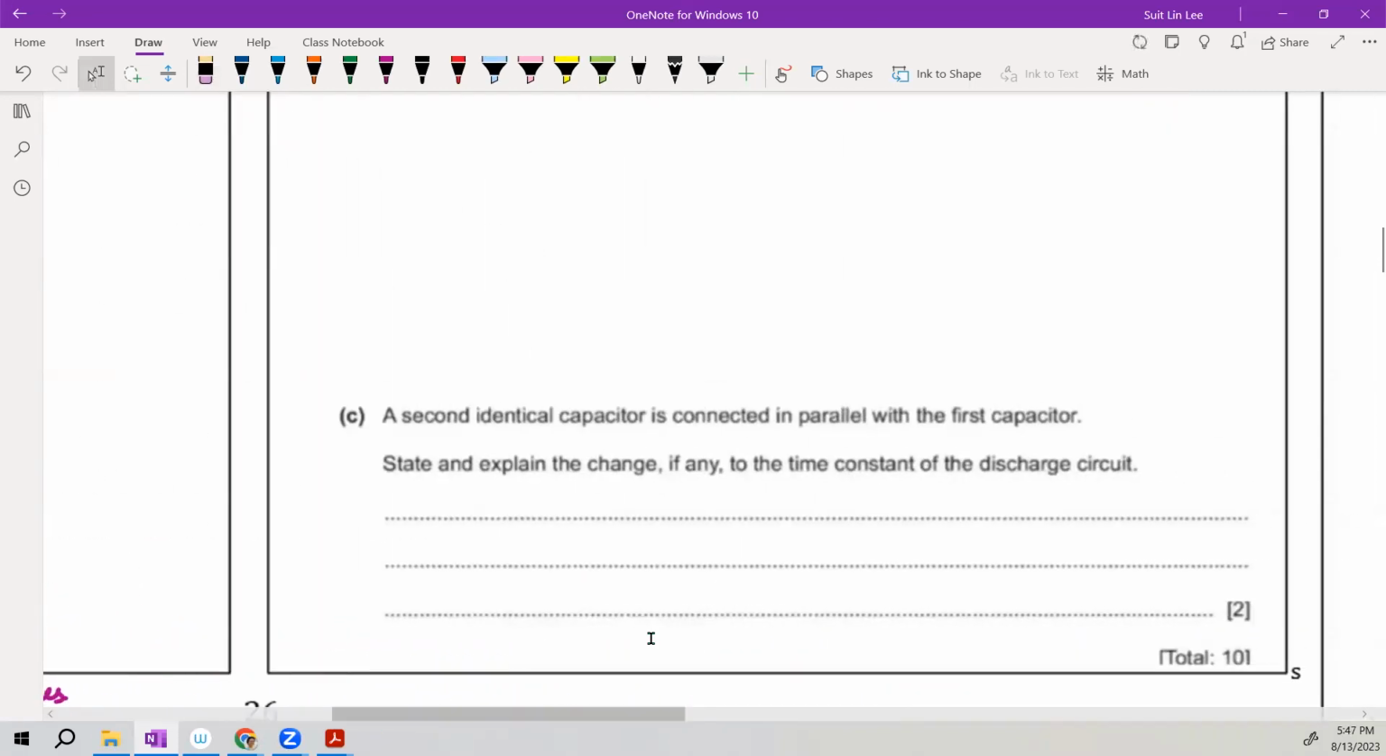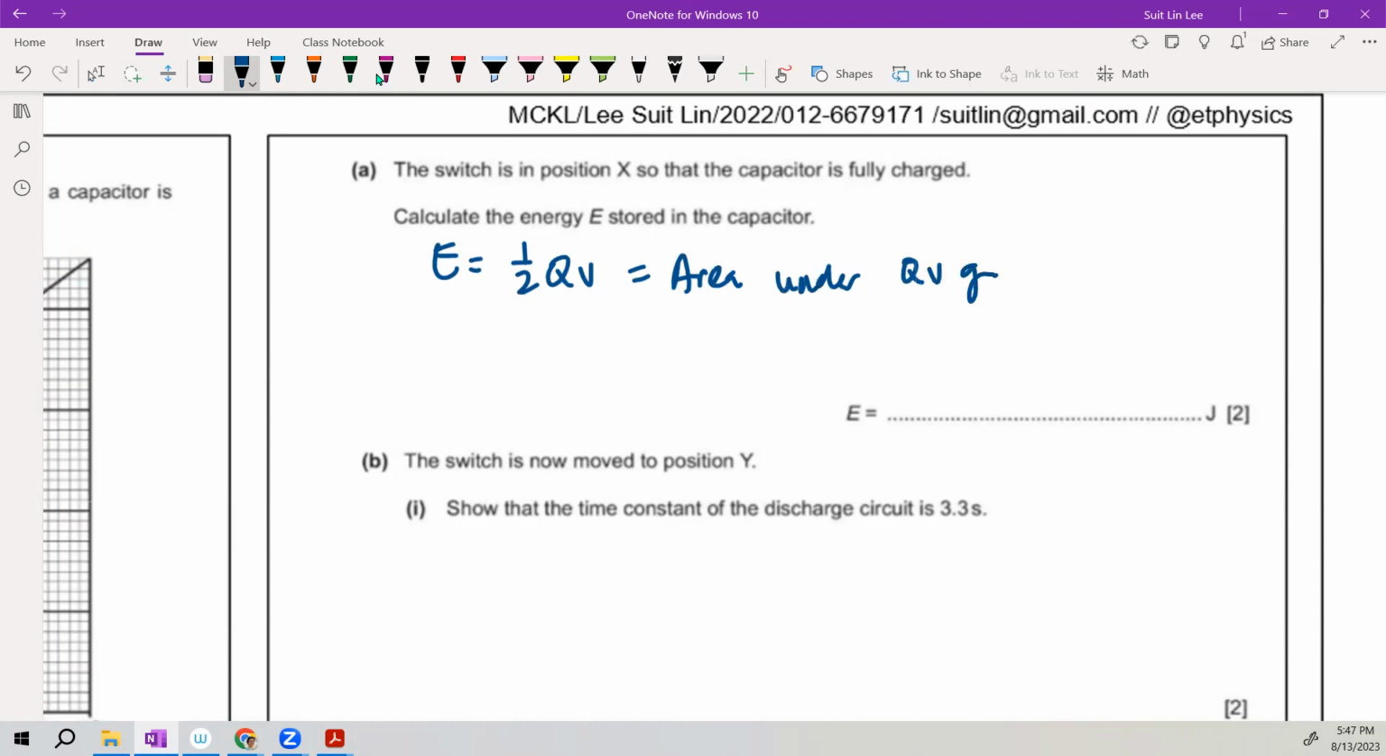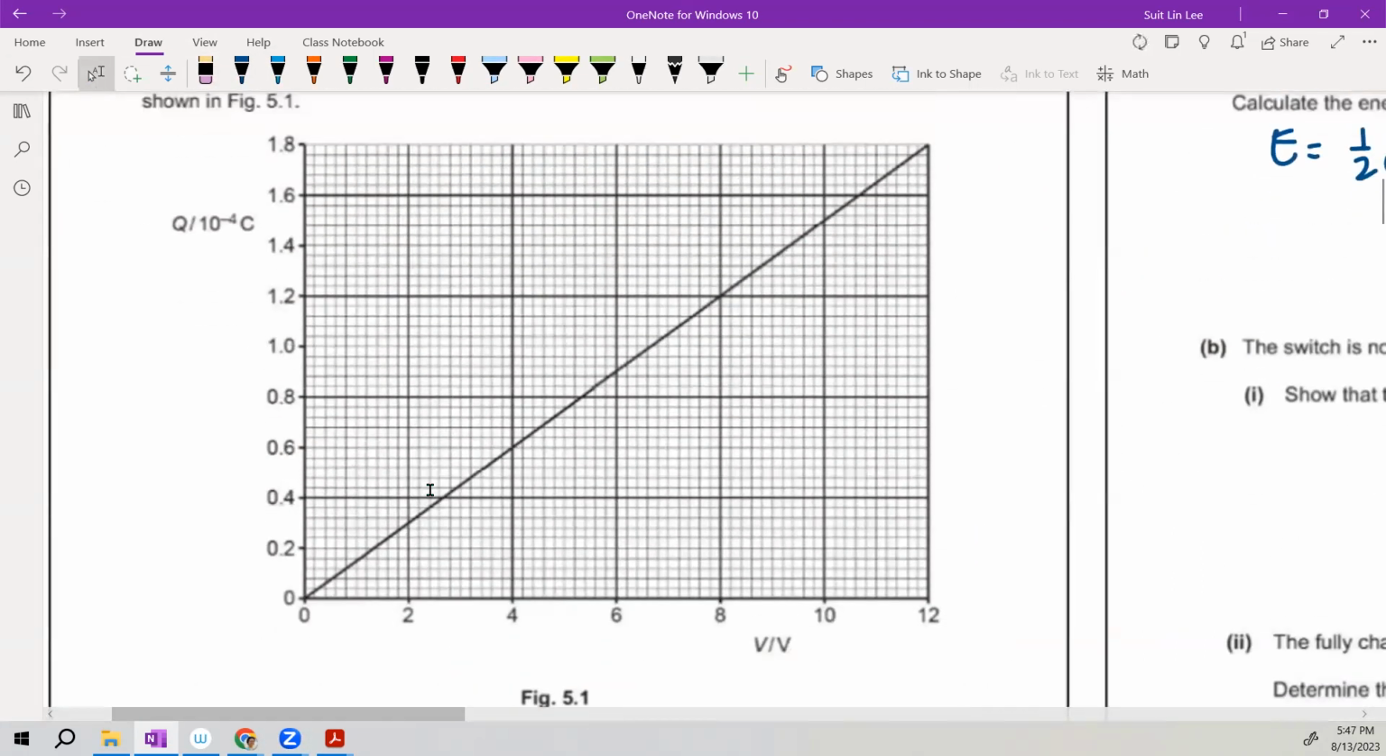Continue reading the question. The switch is in position X so that the capacitor is fully charged. Beautiful. Calculate the energy E stored in the capacitor. Okay, so E can be seen as half QV, or if you want to, the area under the QV graph. So I'm going to go back and look at this. Of course, you don't happily go and take 12, hello.